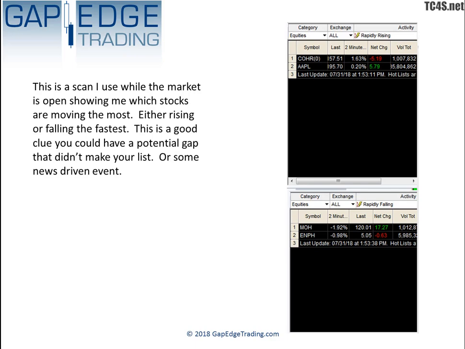This is a scan I use while the market is open, showing me which stocks are moving the most, either rising or falling the fastest. This is a good clue to a potential gap that didn't make your list, or some news-driven event. So this one is showing you COHR is down 5%, but it's rising rapidly on the 1 minute. It's probably reversing off a sell-off or a gap down. And Apple is also, you can see it's 0.20, so it's not that great. But this is a great tool, and I use it effectively. It's one of the tools in my toolbox for finding good plays with gaps.